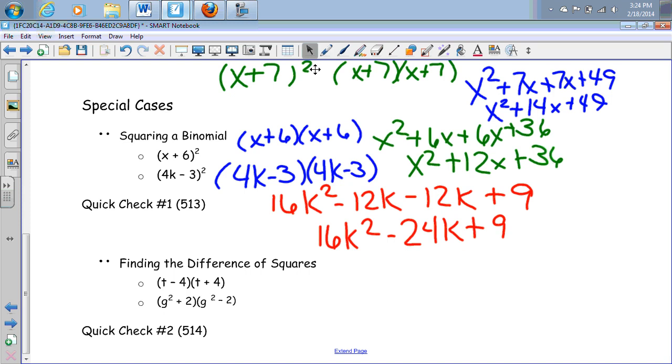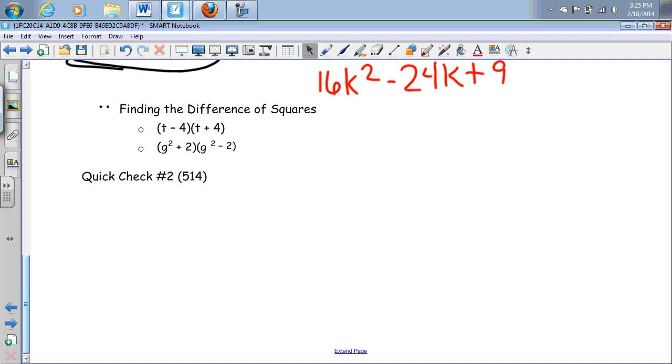Do maybe a couple sample problems. I have a quick check for you to do that comes from page 513. Do that. Talk to me about what you think the shortcut method might be for squaring a binomial. Moving on to our last section is finding the difference of squares.